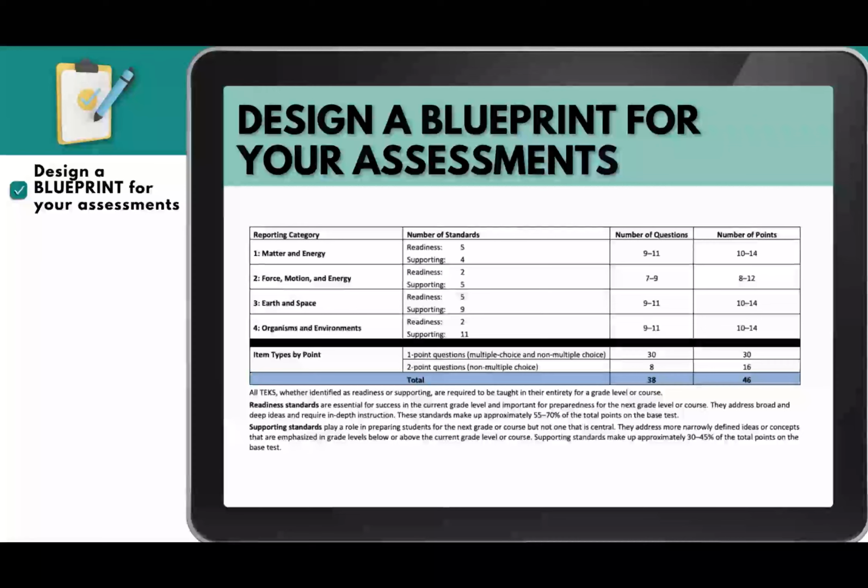On the screen, you'll see an example of the STAR blueprint. We see the outline and frequency expected for each reporting category, and then we see the expected outline for the item type. So consideration 1 is make a plan for the framework of your assessment and commit to referencing it as you build out your assessments through the year.